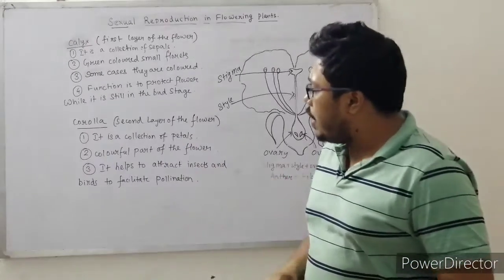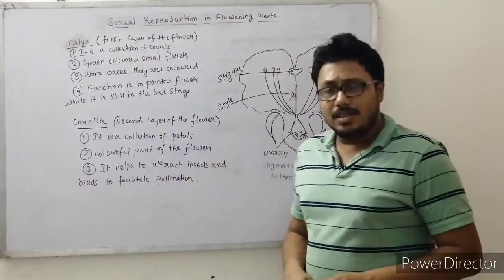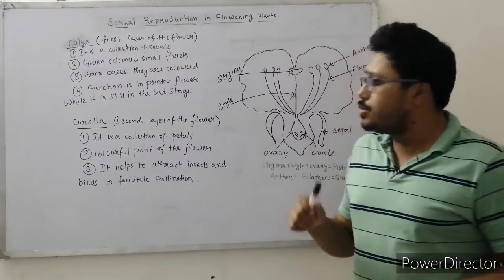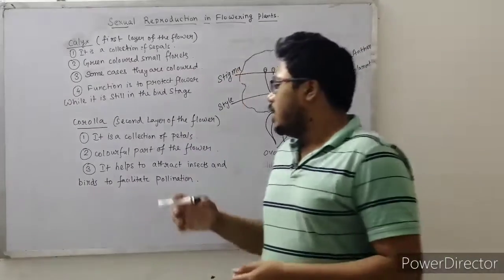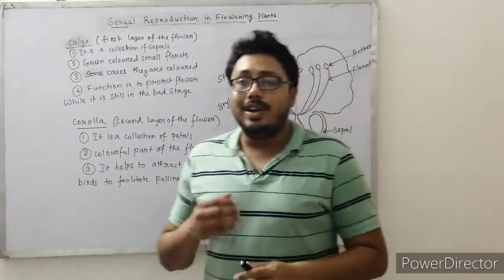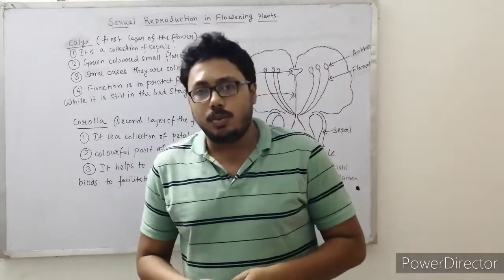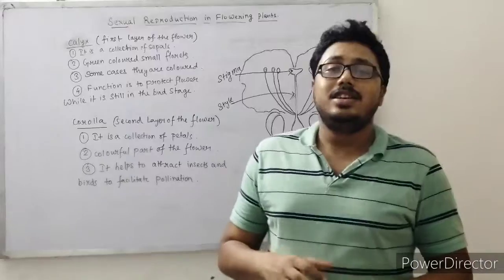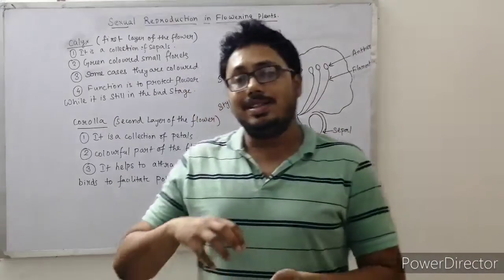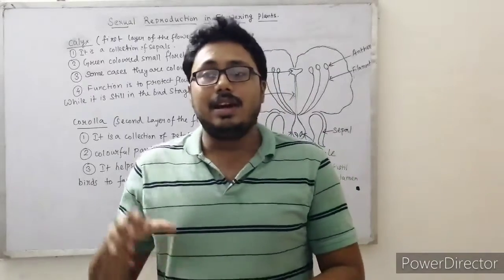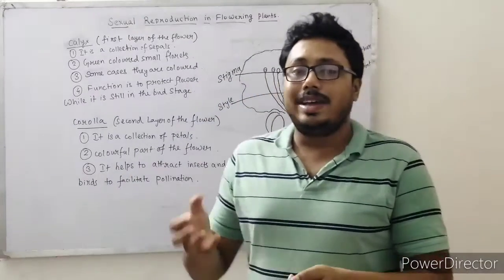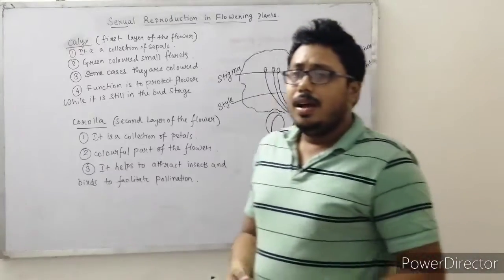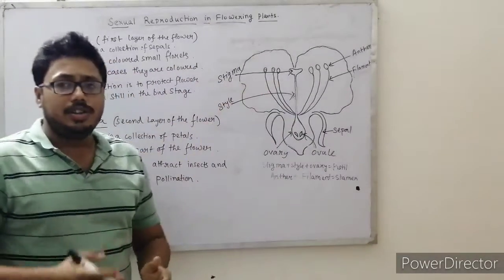So this is the second layer of the flower. It is the collection of petals, that means the colored part of the flower. The colored part helps to attract insects and birds to facilitate pollination. When the insect gets attracted towards the colored part and comes to suck the nectar, the pollen grains stick to its body. And when the same insect goes to another flower, the pollen grains it carries get stuck on the stigma, which is the female part of the flower, and thus pollination happens.